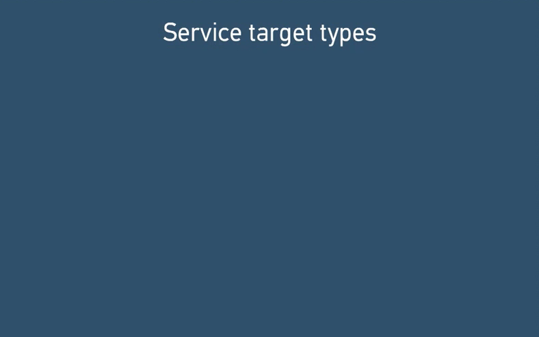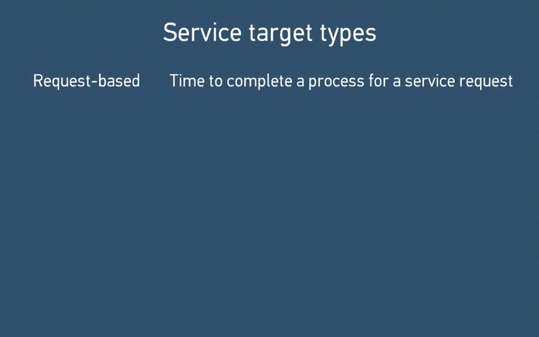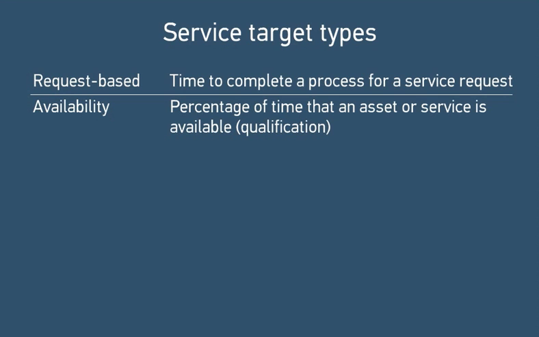A target can be one of the following types. A request-based target measures how long it takes to complete a process related to a service request of some type. For example, the target might be responding to critical incident requests within 30 minutes. An availability target measures the percentage of time that a configuration item, or CI, is available based on qualifications that define available and unavailable. For example, the target might be that a bug tracking database is available 98% of the time during a 1-month lifecycle.